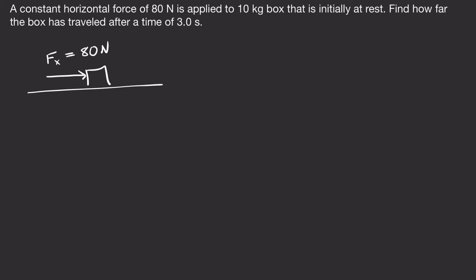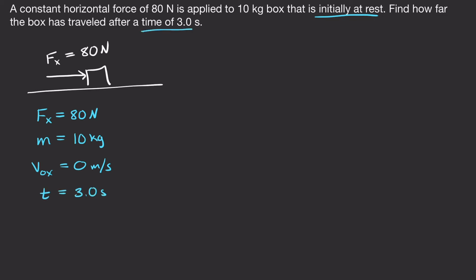And I'm given a few different numbers here, so I'm going to go ahead and write the things that I know. First, I know this force is 80 newtons. I have a mass of 10 kilograms, and I'm given that it is initially at rest. So if it's moving in the x direction, then v naught x is 0 meters per second. And I'm given a time of 3 seconds. Okay, so this might be useful in some equations later.